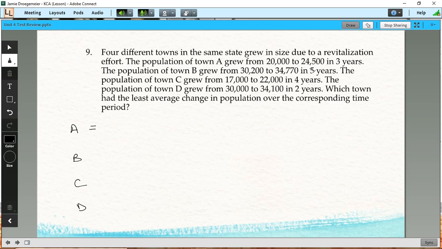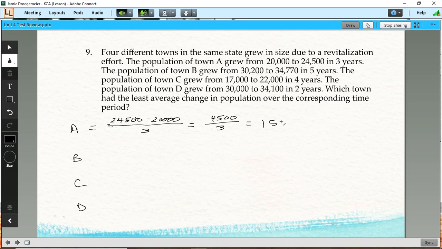change. So for A, population went from 20,000 to 24,500. So I'm going to subtract those. So 24,500 minus 20,000. And then 3 years. Well, that's 4,500 when I do that subtraction over 3.